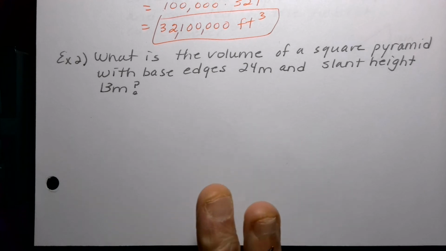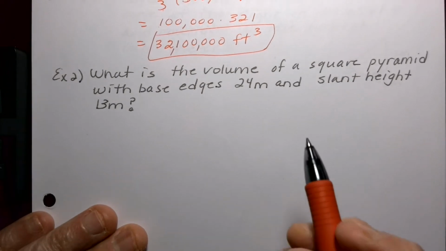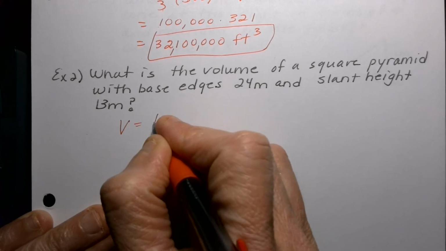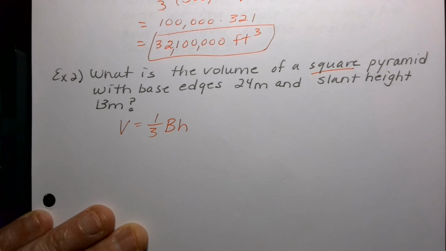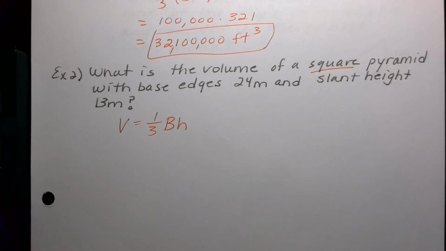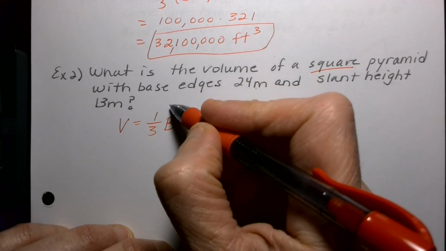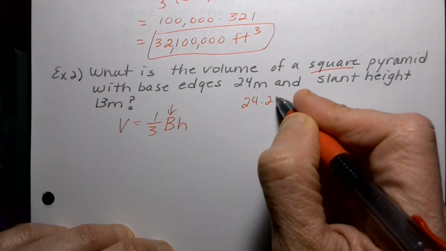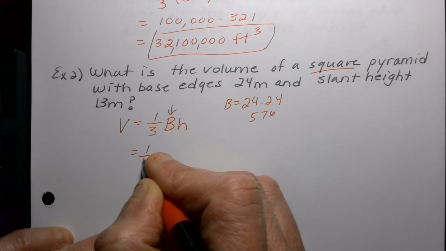All right, now it says, what's the volume of a square pyramid? They don't give you the area of the base. They give you the base edges of 24. So I'm going to write my formula down. And remember, it says it's a square pyramid. It's important that you notice that, because then when you see base edges are 24, you're like, oh good, I can get the area. 24 times 24 is 576. So now I've got that.